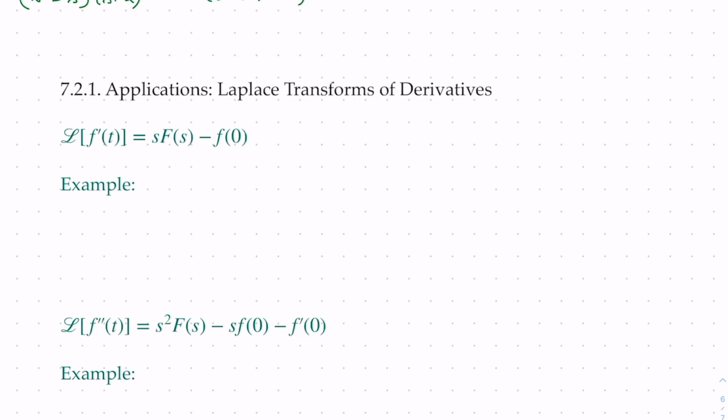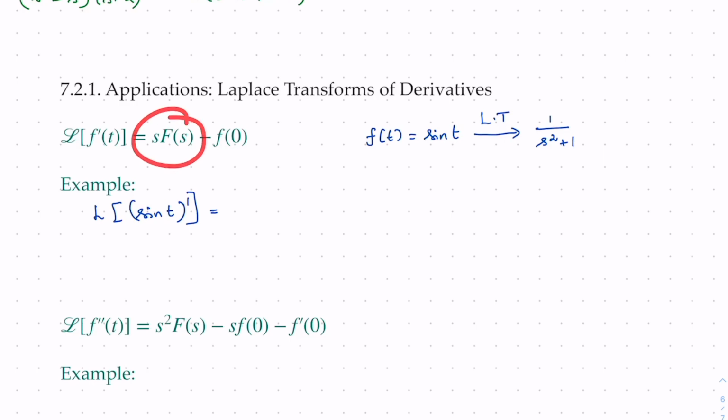Suppose I ask you the following question. Let's say I have the function f of t equal to sine t. What is the Laplace transform of the derivative of sine t? You all know that the Laplace transform of sine t is 1 over s squared plus 1. So using this formula, I'm going to multiply s with 1 over s squared plus 1.